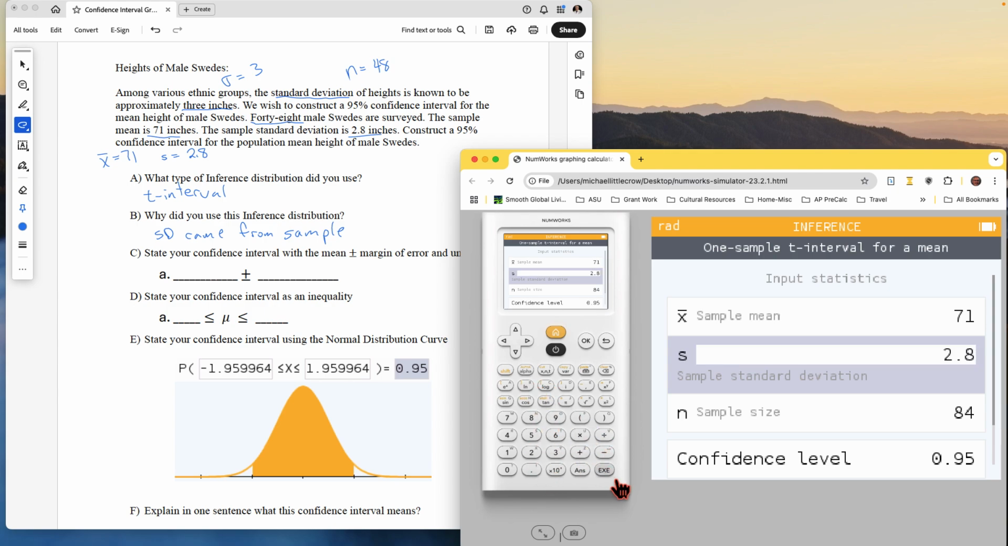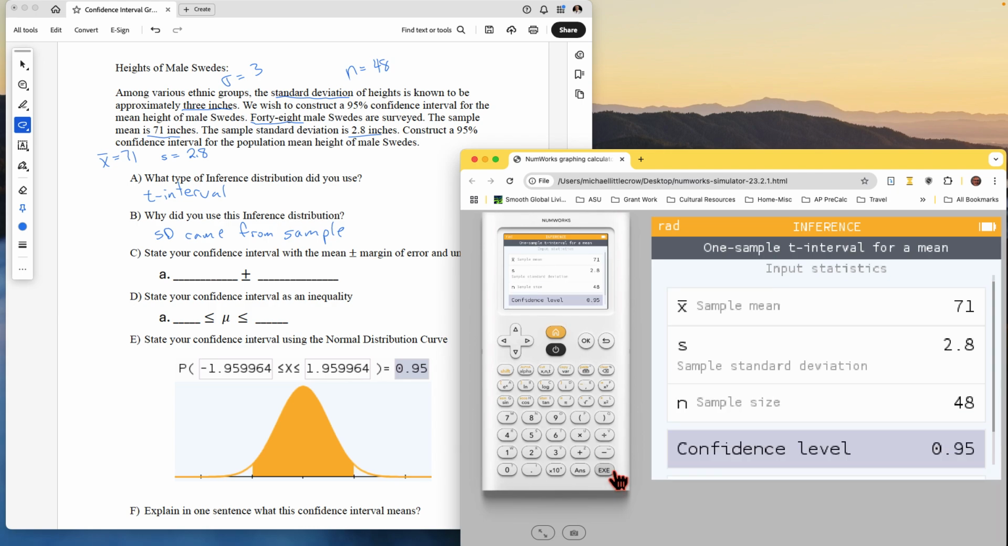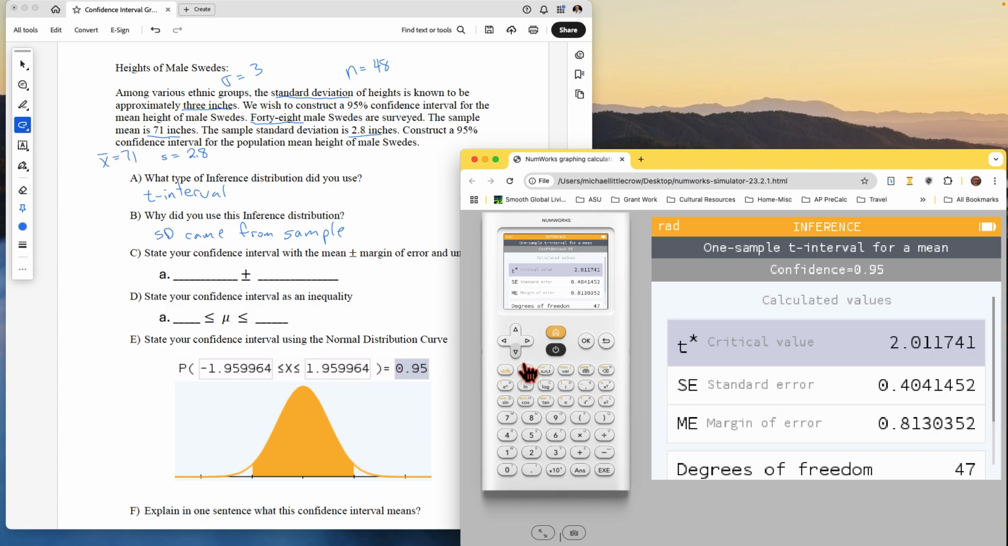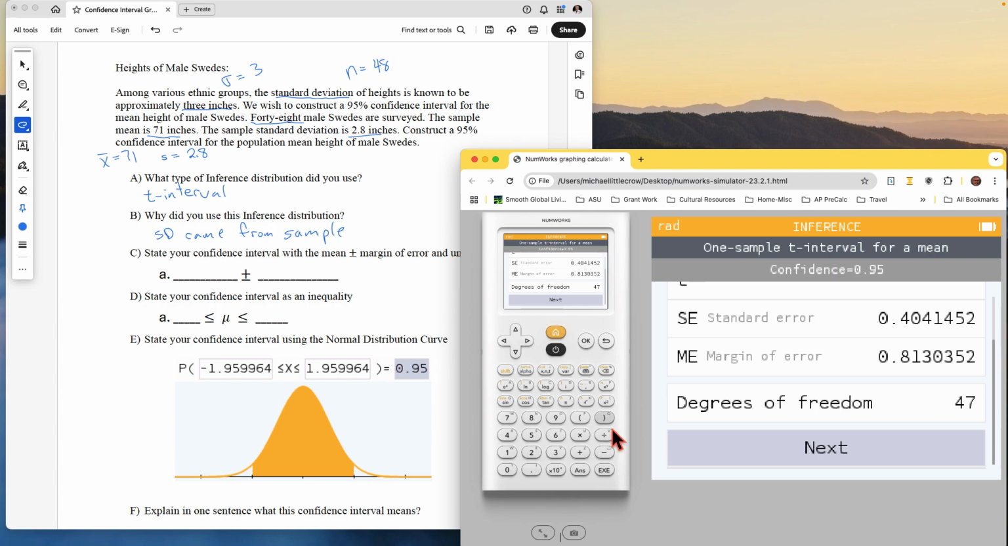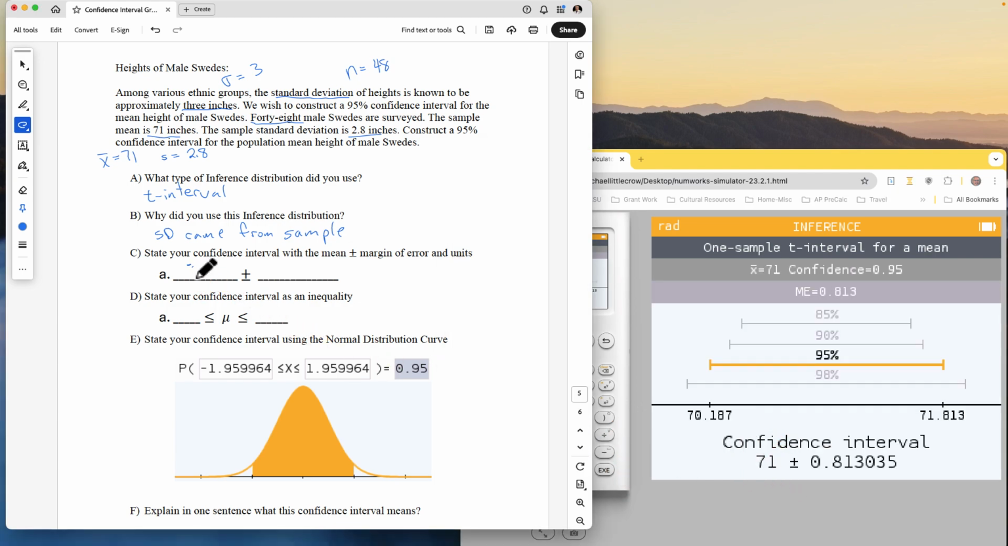2.8 is our sample standard deviation, and our sample was 48. We want a 95% confidence interval. Got that. All this stuff is good, but we can just use the margin of error. It's all going to be summarized for us on the next page, and that's what we will use. The confidence interval is that the mean is 71 inches plus or minus 0.813. I'll go for 3 decimal places. What's the confidence interval inequality?